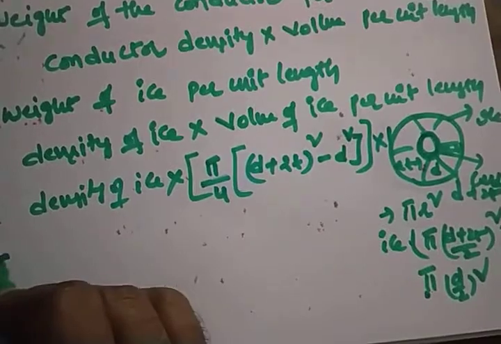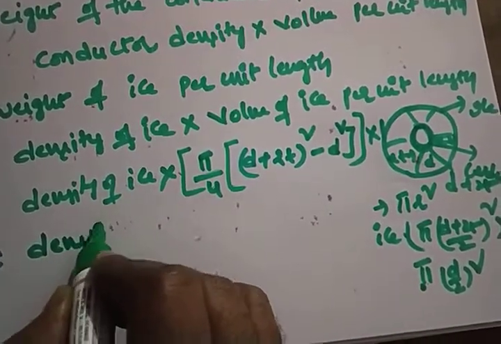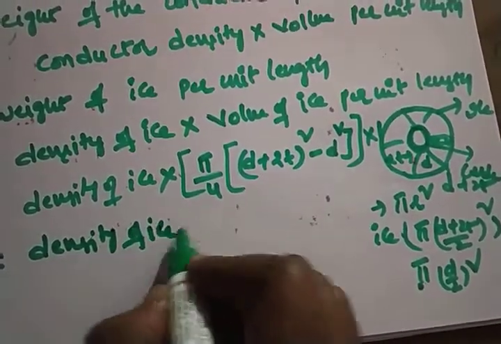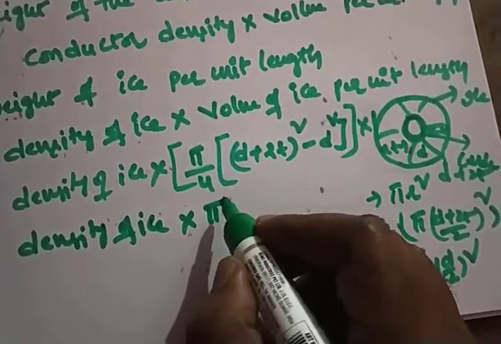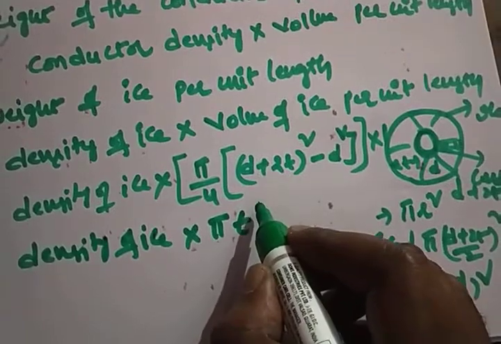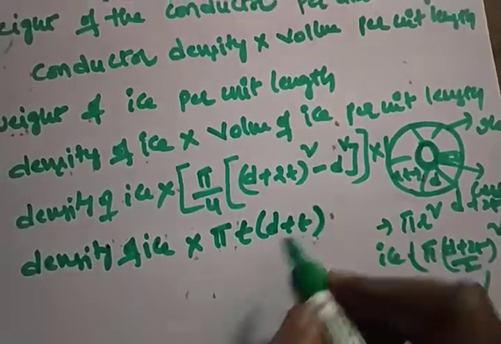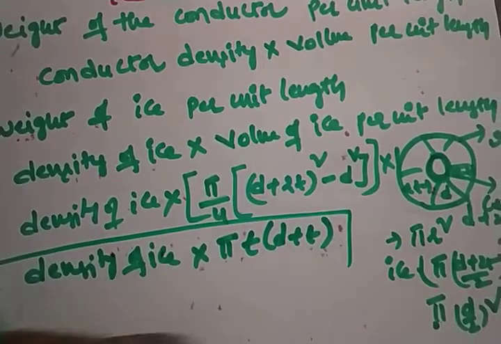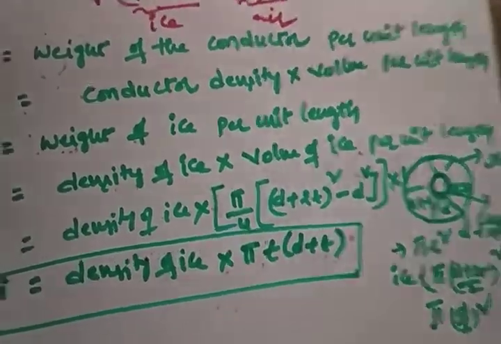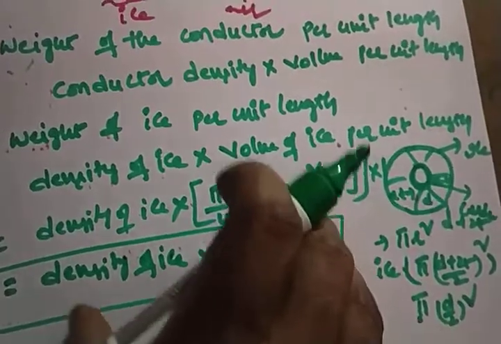You calculated this one: density of ice into pi t into d plus t. So what is the W? This is a very, very important formula. Definitely you will get it. Actually, these types of difficult questions they will ask.